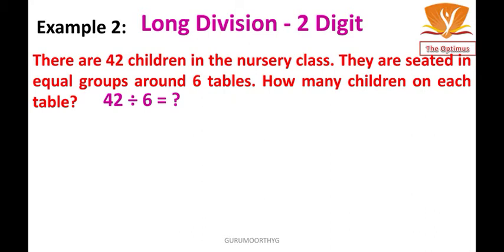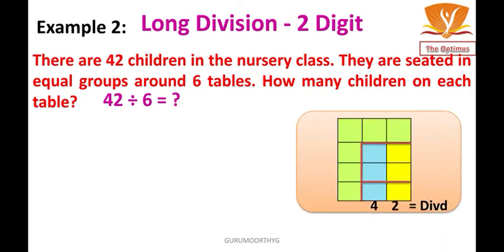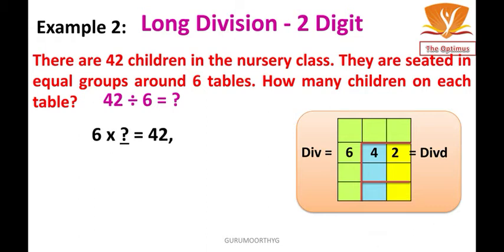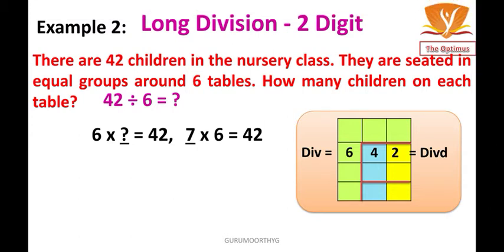The dividend 42 I am going to write inside the inverted L shape, 4 in the 10's place, 2 in the 1's place. The divisor 6 I am going to write on the left side of the inverted L. 6 into dash equals 42. Or how many 6's are there in 42? Yes, 7 into 6 are 42. That means 7 6's are 42. Here 7 is the quotient.